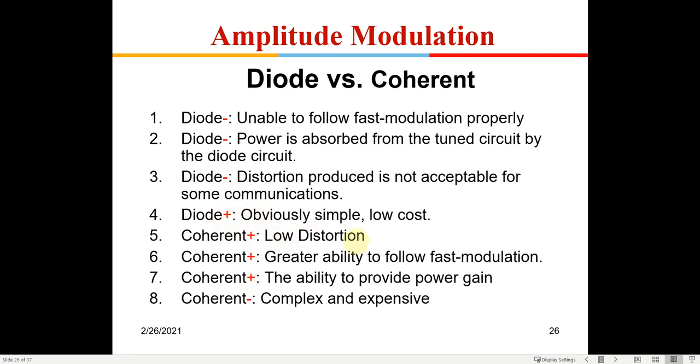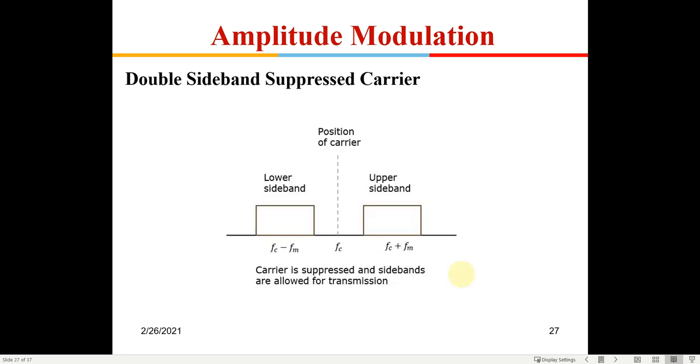Coherent detection: the distortion is very low and it has a greater ability to follow fast modulation, because the diode and RC network is slightly slower. So the modulating signal has to be on the lower side of the frequency spectrum, then only it would work properly. Coherent also has the ability to provide power gain, because the diode is not an amplifier, whereas in coherent detection you can use it in an amplifier mode. But it is complex and expensive. These are some of the advantages and disadvantages of diode as compared to the coherent detection scheme.